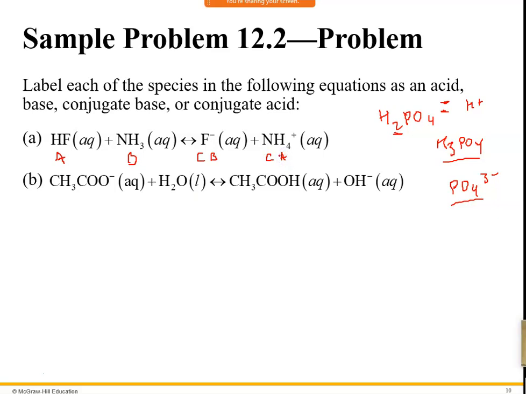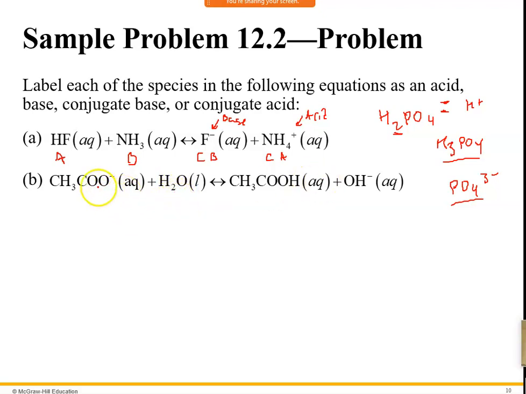Also, a rule of thumb, but not necessarily 100% of the time, but probably 99% of the time: if something has a negative charge, it's pretty much going to be the base. If anything has a plus charge, it's going to be an acid. Why is that? Well, if something has a plus charge, it wants to get rid of a hydrogen. Okay? If something has a negative charge, it wants to accept an H plus in order to get rid of that negative charge.